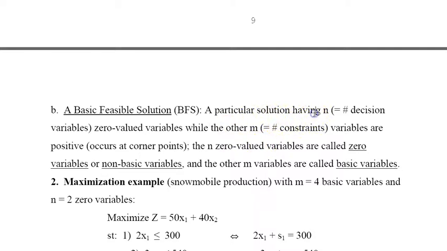If I have a problem with n decision variables and m constraints, when I add all my slacks, I'm going to add m slacks, so I end up with m plus n variables. At any given point, n of those variables would have 0 values, and m would have non-zero values. The 0 values are called non-basic variables, and the non-zero ones are called basic variables.